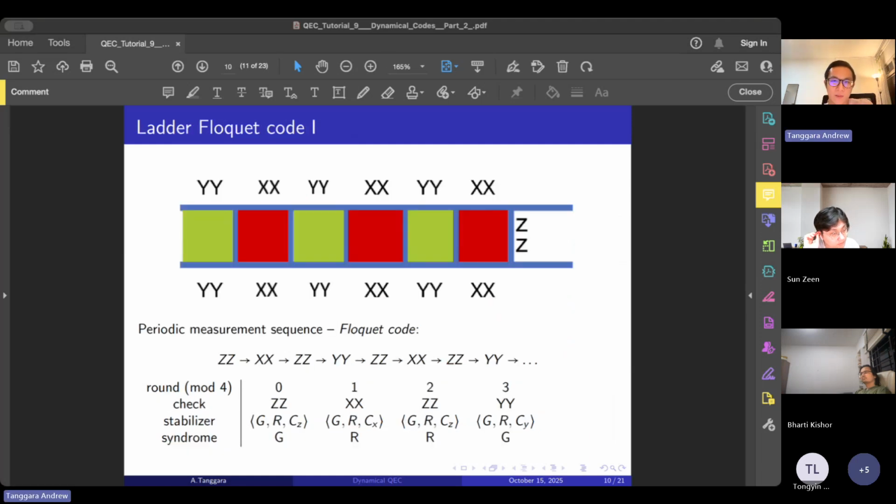Yeah, so this is the code that I didn't really have the chance to go into last time, so I'm just gonna spend a little time on this. So this ladder Floquet code is basically, you have this kind of ladder shaped lattice. So this kind of wraps back around. So this qubit is the same as the qubit there in those two. So this kind of cycles back to that part.